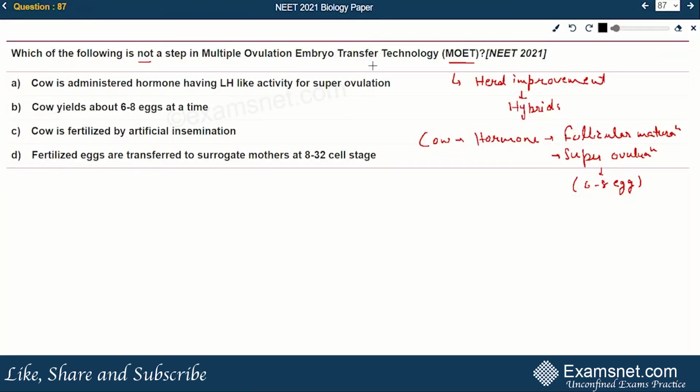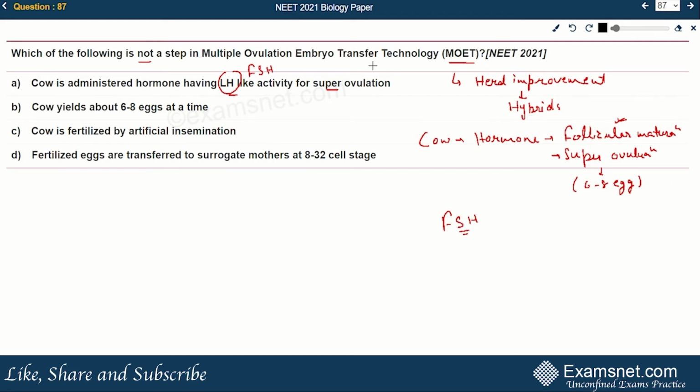First option is cow is administered hormone having LH like activity for superovulation. See here what we wanted, follicular maturation. Therefore, what kind of hormone we need? FSH like activity. Okay, the hormone with FSH like activity. It stands for follicular stimulating hormone. So this will help in follicular maturation, not the LH like activity. Okay, so it will be FSH like activity, not LH.